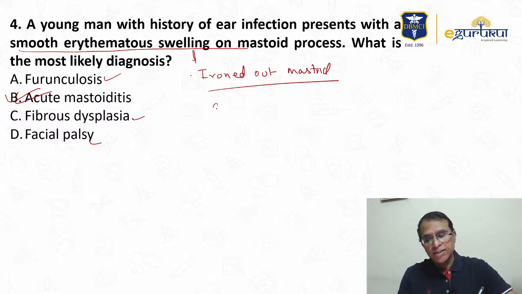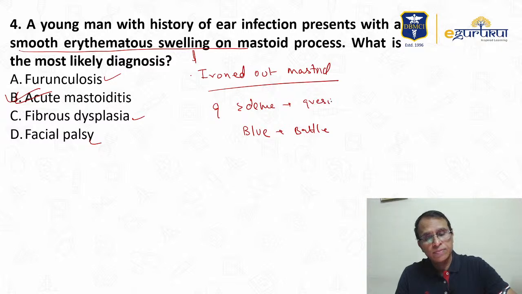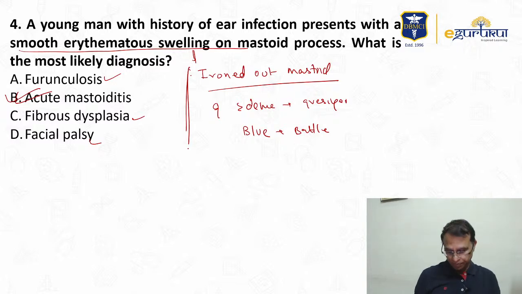Ironed out mastoid is acute mastoiditis. Griesinger sign is edema. Remember, edema of the mastoid is Griesinger sign, and blue color of the mastoid is Battle sign. This we have seen. So these are the three findings in the mastoid. You know this, all of them.